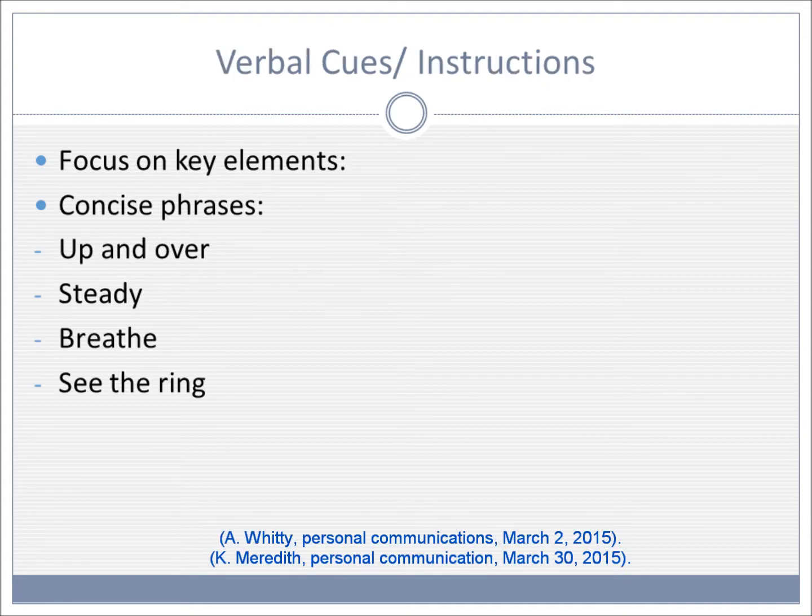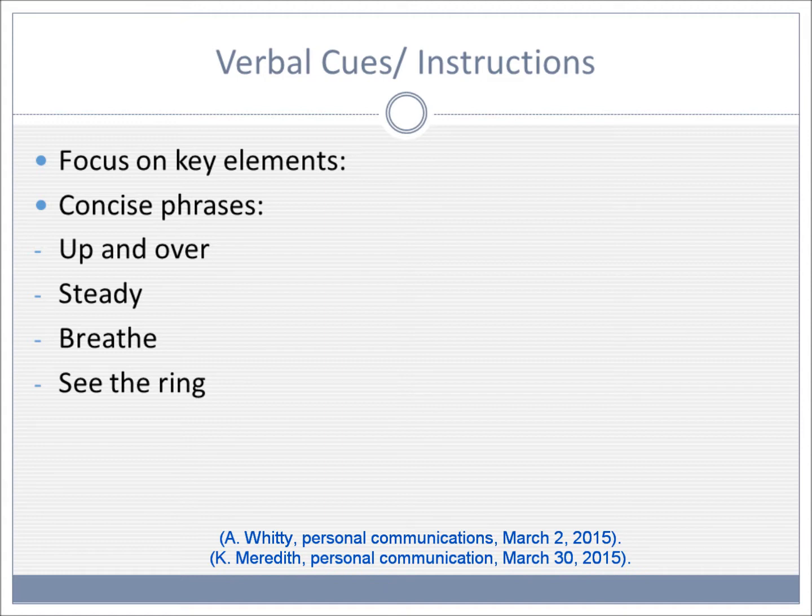Verbal cues or instructions should focus the shooter on the key aspects or elements of the shot. Ensure your phrases are concise, such as up and over. The shooter should picture a cone sitting on top of the ring and you need to shoot the ball up and over the ring to land the ball on the cone.